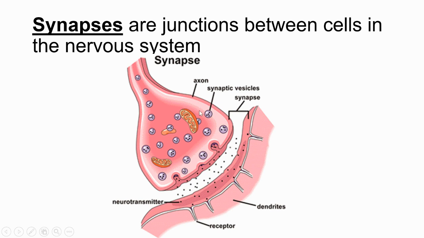So we have one cell here getting very, very close to the next cell. This is the dendrite of the next nerve cell. And this is the axon terminal of the last cell. It comes very close, but doesn't completely touch the next cell. It forms what we call a synapse. These are junctions between cells in the nervous system.